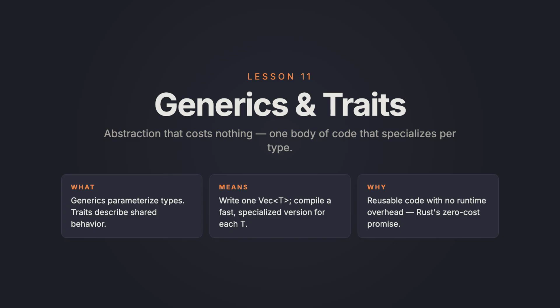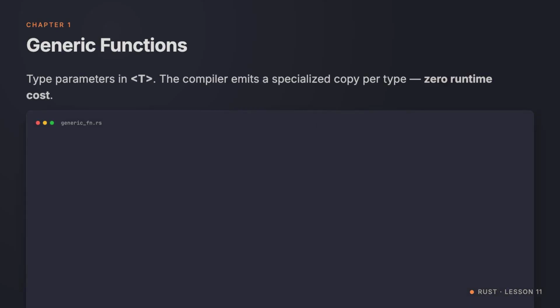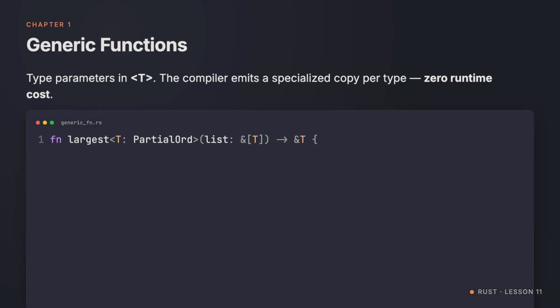Other languages achieve abstraction by giving up performance, by using boxing, dynamic dispatch, or reflection that costs real cycles. Rust refuses the trade. Its abstractions compile down to code as fast as if you'd handwritten it for every specific type. A generic function takes a type parameter written in angle brackets after the function name.